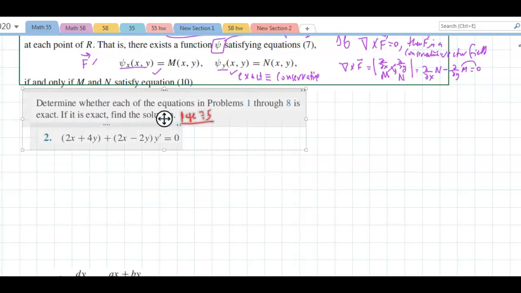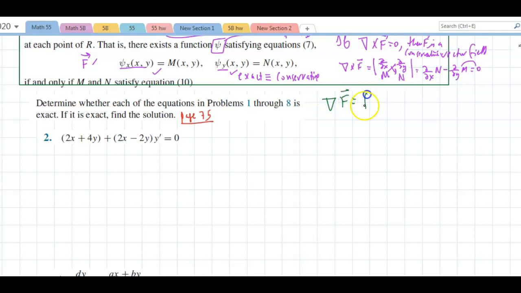Let's start with some examples. If I look at page 75 in the book, it says determine whether each of the equations in 1 through 8 is exact. If it's exact, find the solution, right? Back then it says determine if the following vector field is conservative. If it is conservative, find the function f of x, y that satisfies the gradient of f equal F of x, y, if you remember that. I'm sorry, I got it backwards. The gradient of f equals the vector field.